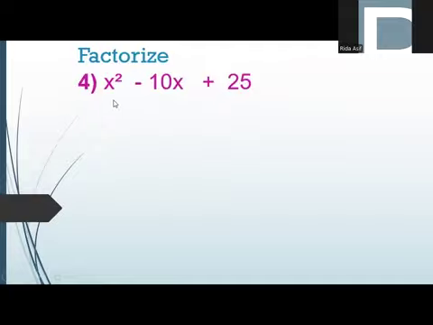Now, in our next question, we can see x square minus 10x plus 25. In this question, the three terms are there. Can you take out common from all the three terms? No. Okay, so we cannot select the first method. What about the second one? There are no four terms, so we cannot select the pairing method.